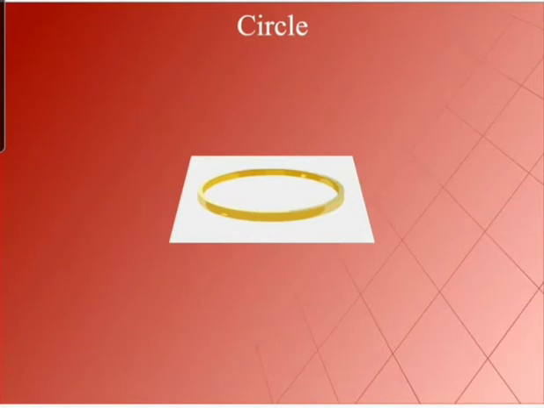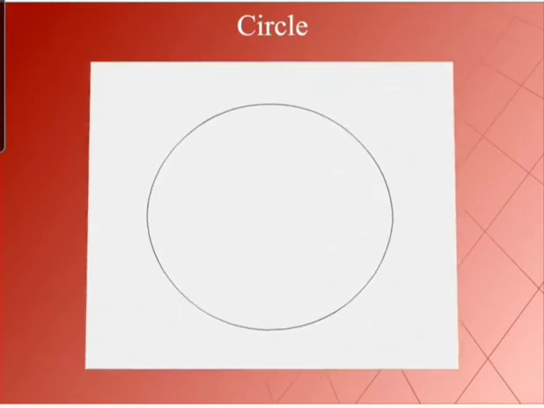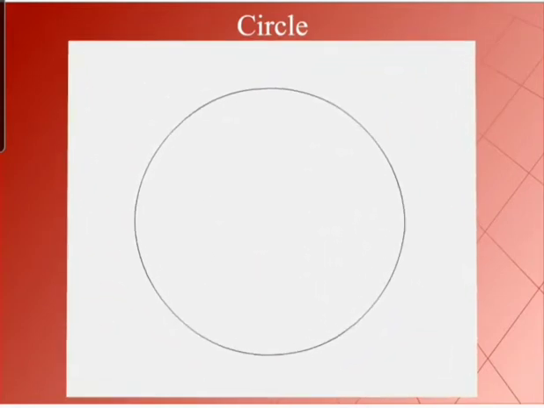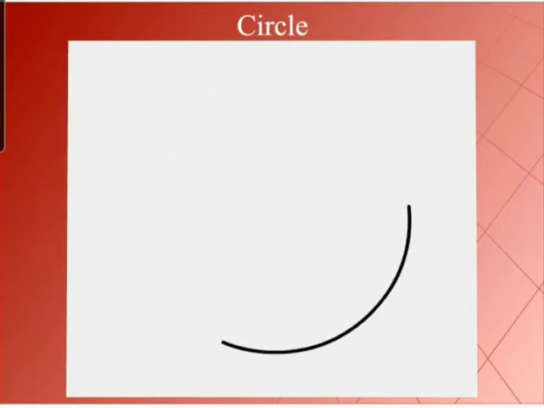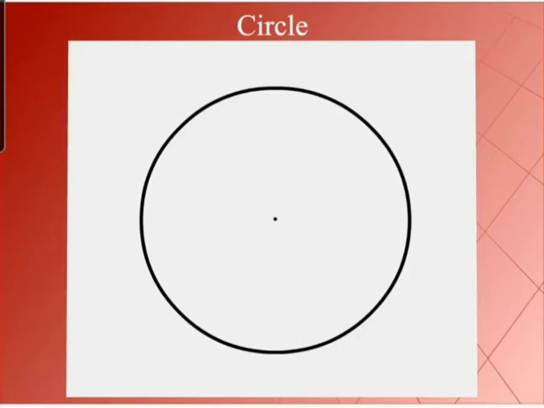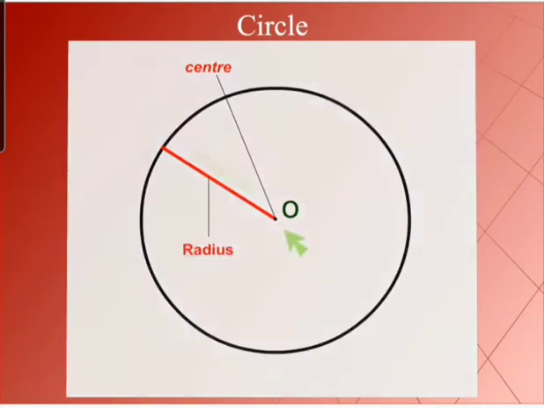We can draw a circle by using any circular object, say a bangle, and tracing it from all the sides. So here I got a circle. As I already told you, the outer boundary of the circle is known as the circumference. And this outer boundary is the total distance around the circle, so it is also known as the perimeter of the circle. The distance from the center point to the circumference is always constant, and we can denote the center with capital O. So this distance is known as the radius.